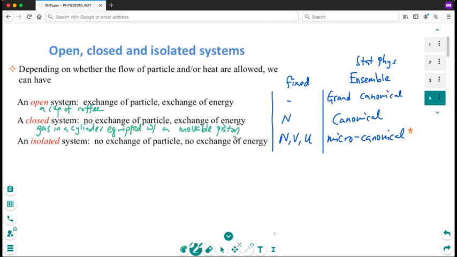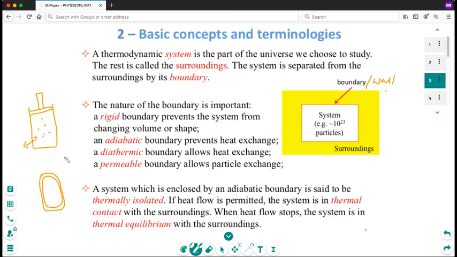Okay, so this is a closed system. My particle cannot escape. But I can do work. I can take the entire cylinder and take a hairdryer and hit the wall. So it is possible to exchange energy. And this one will be a gas in an insulated... This one, actually, I already drew this here.